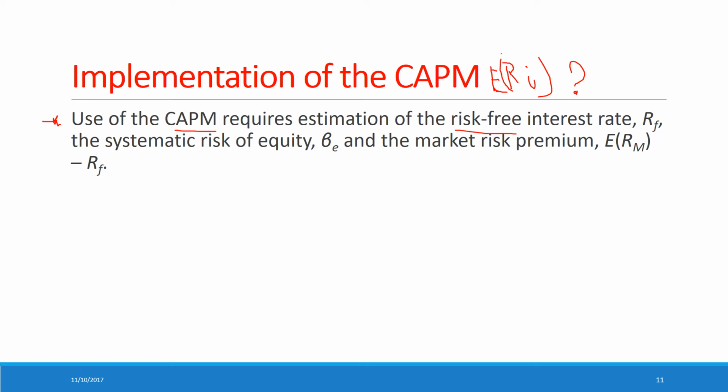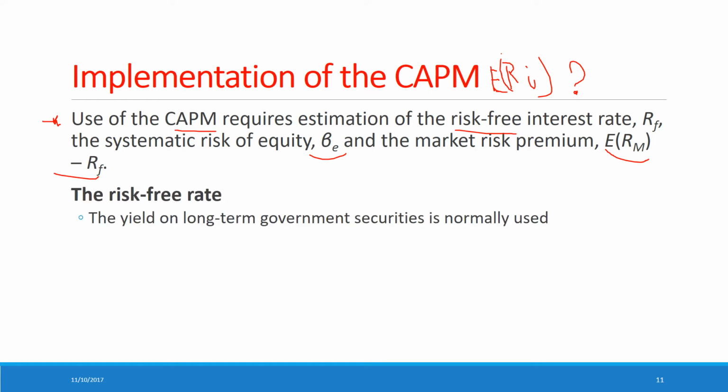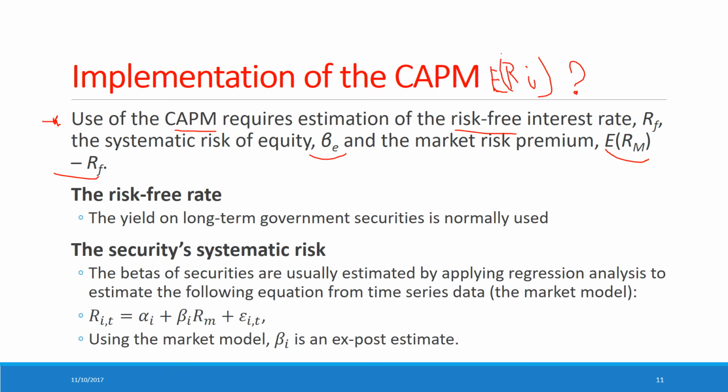So the first one being a proxy for the risk-free rate. The second one is the systematic risk of the asset, or beta, or the co-movement. And finally, the market risk premium, or just market risk, right? So normally, in terms of the risk-free rate, we tend to use government securities as the measure of the risk-free rate. And a standard measure in the literature is that we use the long-term government securities, right? The yield on the long-term government securities, like the treasury bonds, for example.